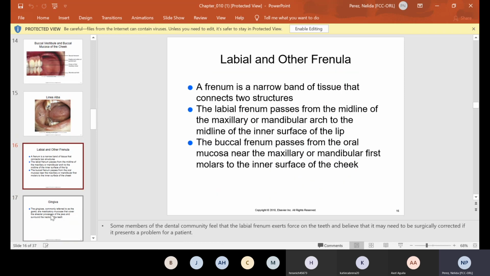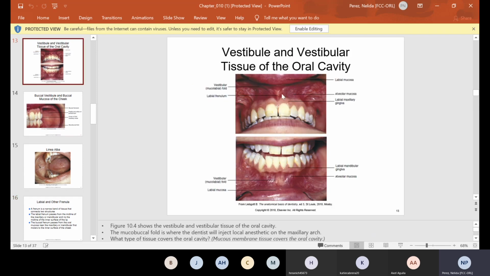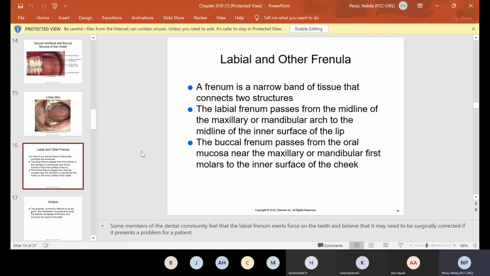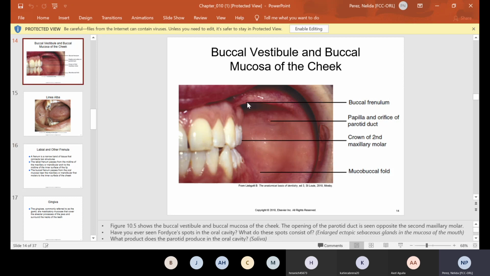Labial and other frenula. A frenum is a narrow band of tissue that connects two structures. So I pointed that out to you right here. It is connecting the right and the left together. It passes from the midline of the maxillary or mandibular arch to the midline of the inner surface of the lip. The buccal frenum passes from the oral mucosa near the maxillary or mandibular first molars to the inner surface of the cheek. So coming back to this one, here's the buccal one. This is what holds the cheek together with the mouth.